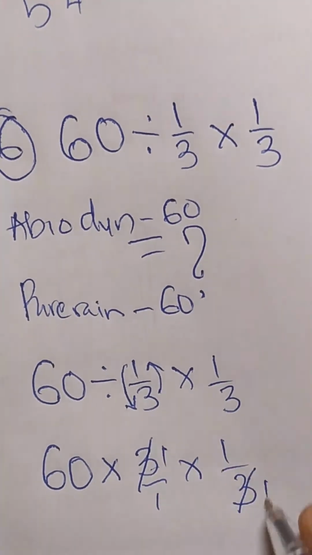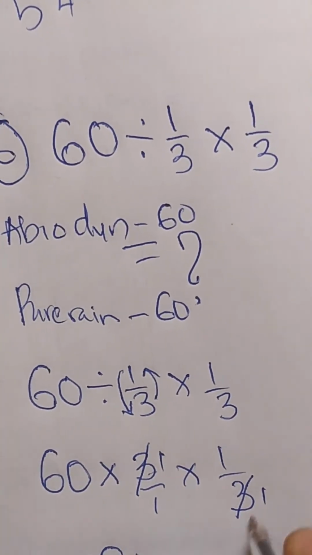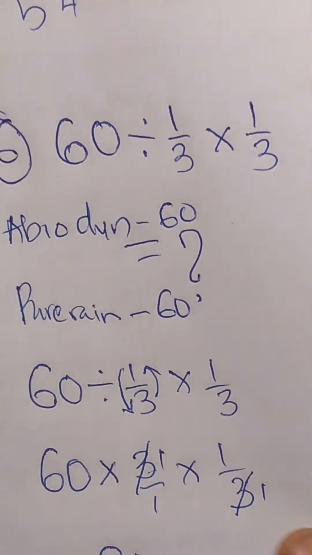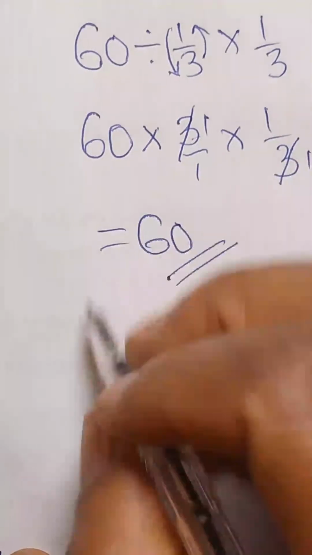If you divide, you have 1, 1. 6 times 1 times 1 will give us 60 all over 1. So 60 all over 1 is 60. So the answer is 60. Good. So let's go to question number 7.